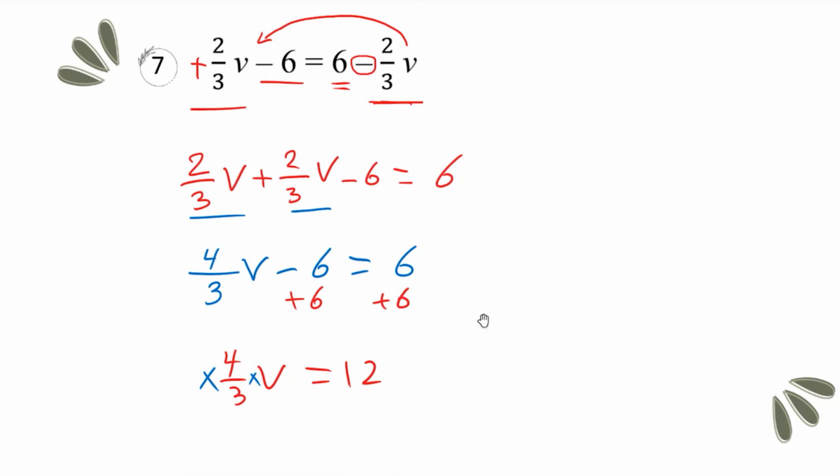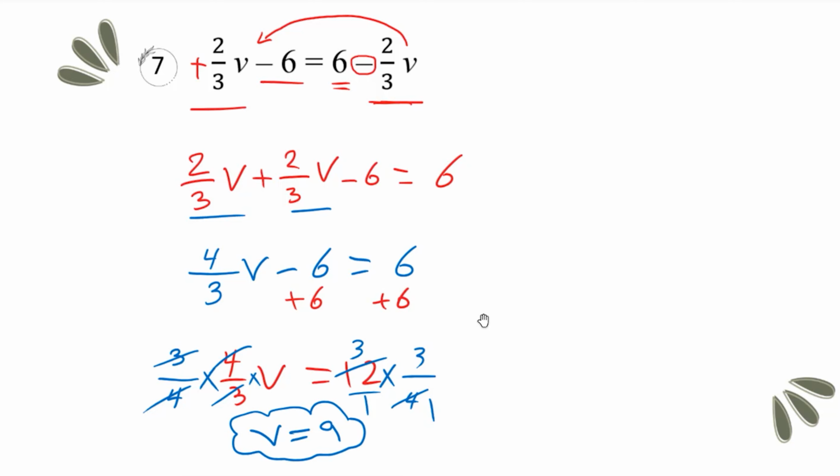But with fractions, it's easier to multiply by the inverse. The inverse will be what? 3 over 4 on both sides. Cancel 3 out, 3 down, 4 down, 4 up. Now we have v equals 12. We make it over 1 and simplify, divide by 4 and 3 times 3 will be 9. The final answer will be 9. If you want to check, you can put 9 in place of v on both sides and check whether both sides are equal or not.